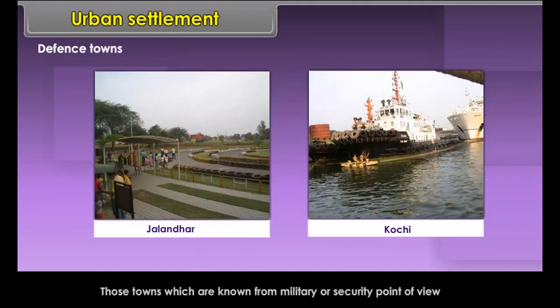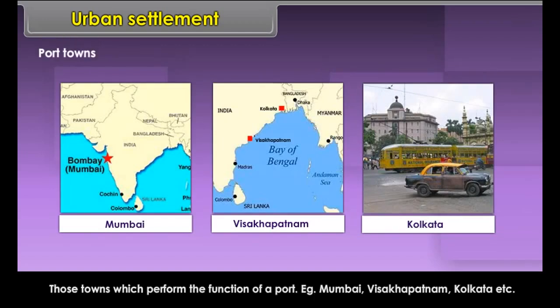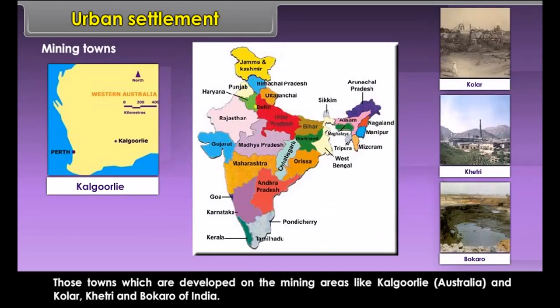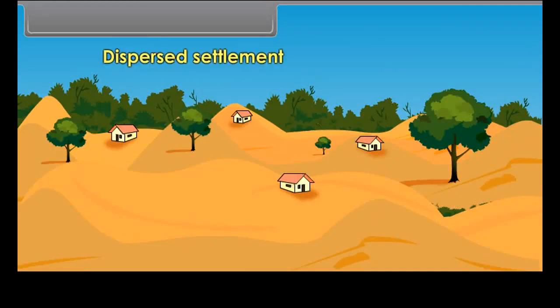Defense towns. Those towns which are known from military or security point of view, or they are the headquarters of the armed forces like Jalandhar, Kochi, etc. Port towns. Those towns which perform the function of a port. Example, Mumbai, Visakhapatnam, Kolkata, etc. Mining towns. Those towns which are developed on the mining areas like Kalgoorlie, Australia, and Kolar, Khetri, and Bokaro of India. Resort towns.